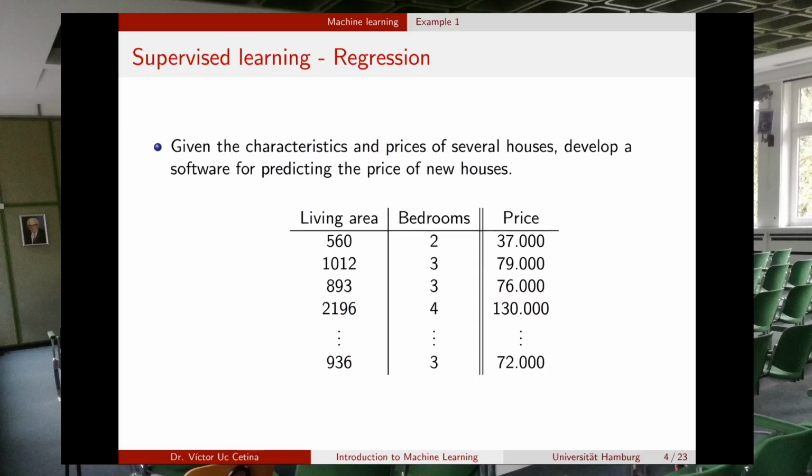Let's take a look at the first example. This is a case of supervised learning, and this is a specific case of a problem called regression. Consider that we are given the characteristics and prices of several houses from a specific city, and we need to develop a program for predicting the price of new houses. For example, here we have a house whose living area is around 560 square meters. It has 2 bedrooms and its price is 37,000 euros. Suppose that we are given many examples of these houses. We need to learn a mathematical model that, given some living area and some bedrooms, predicts the price of that house. This is a very common problem in machine learning. It is a kind of supervised learning, and specifically it is a regression problem.